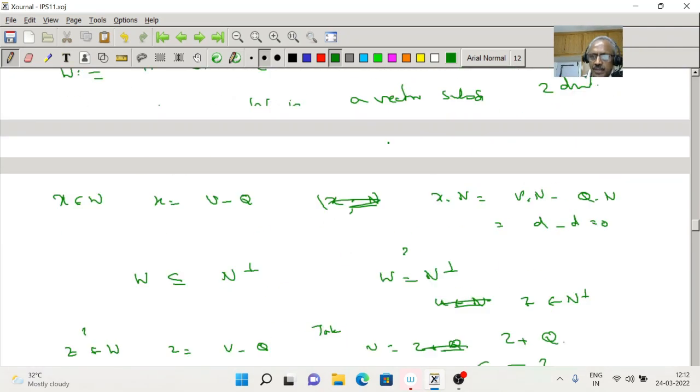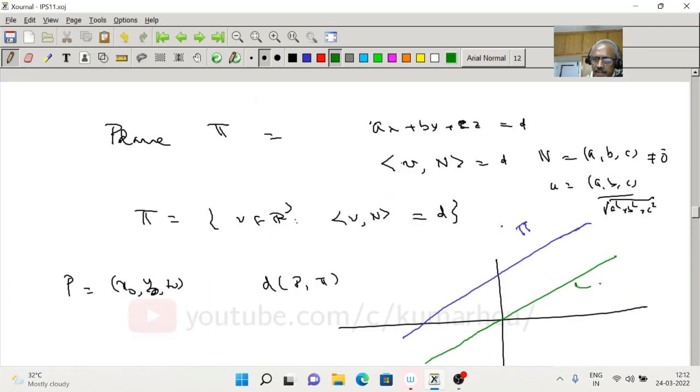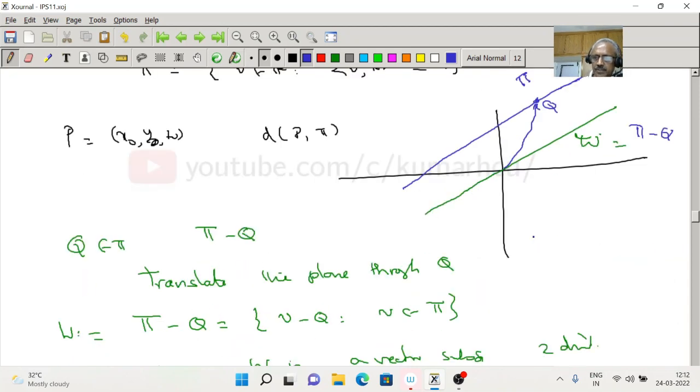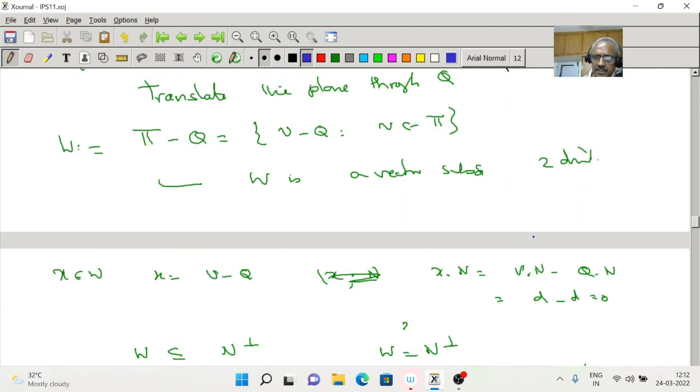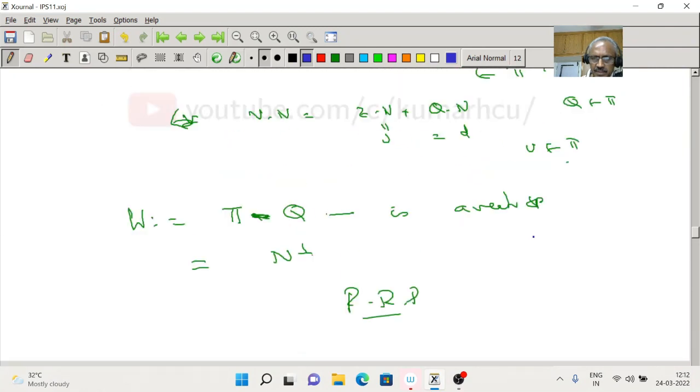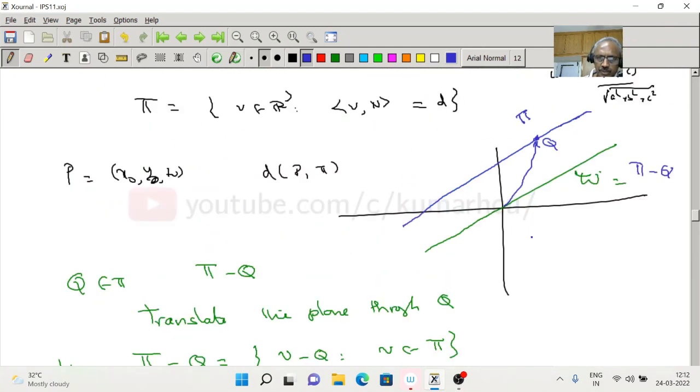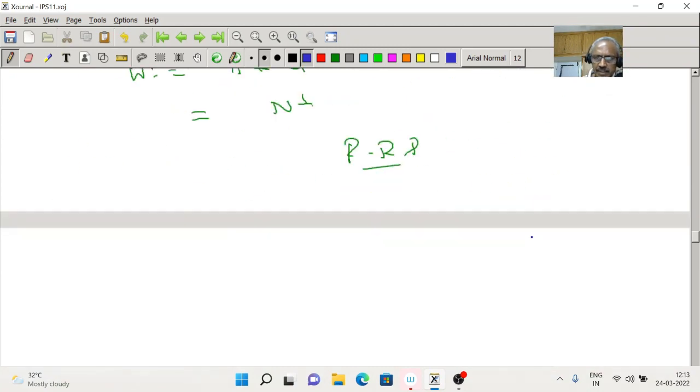So look at the picture. All I have done is this. This is my pi, and this is going to be my w. This is pi minus q. Q is a vector here. I just translate. Then it has to pass through the origin, right? Because q is in pi, therefore q minus q will be the zero vector. That should also be there. Okay, good.